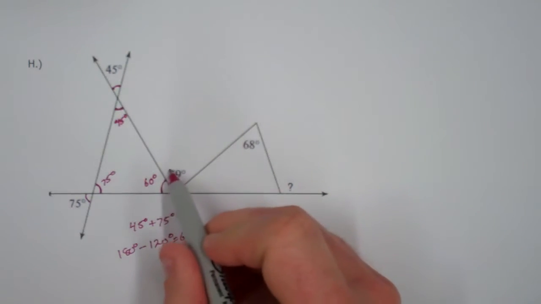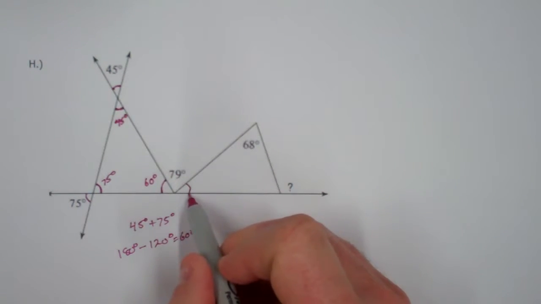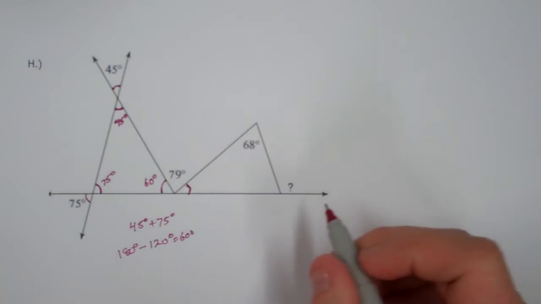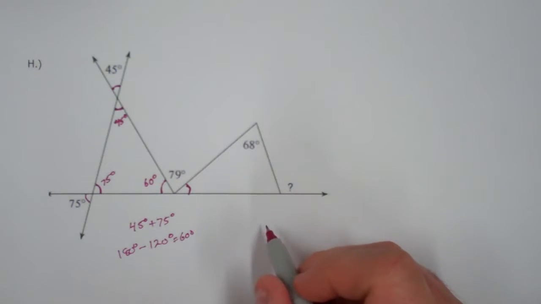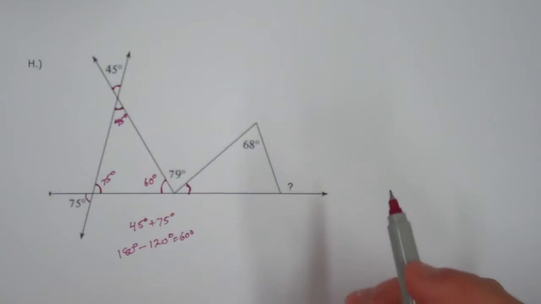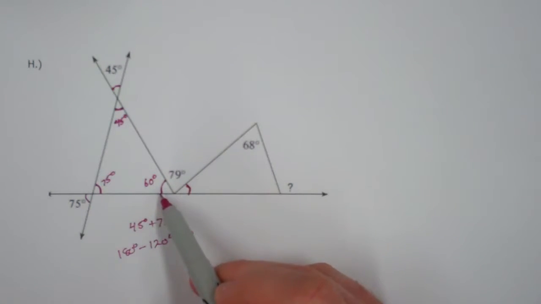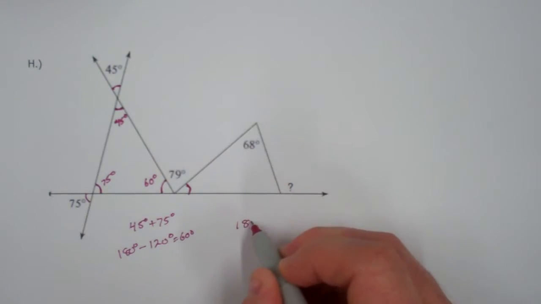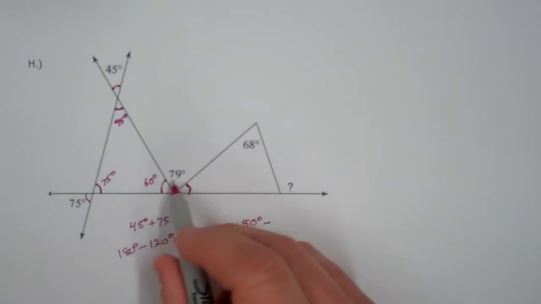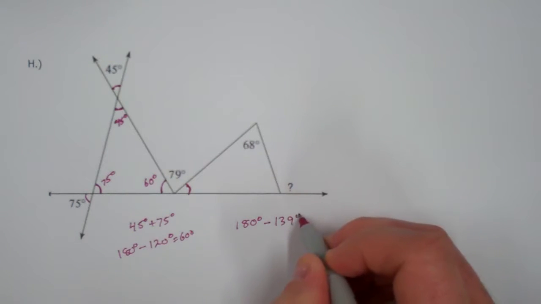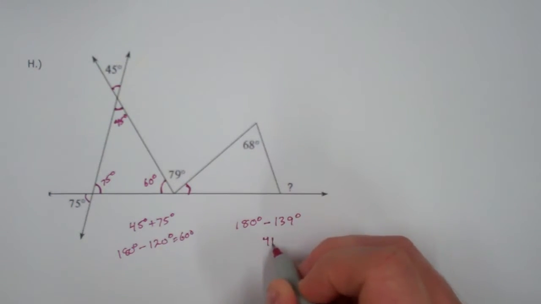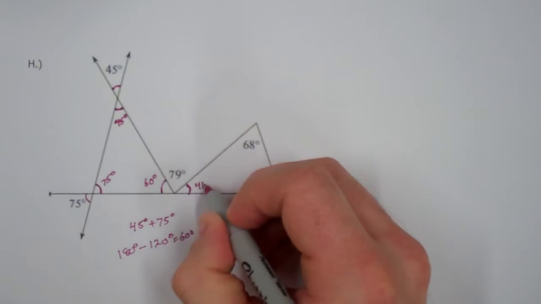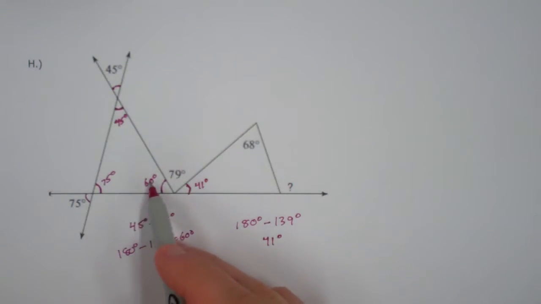Now we know that 60, 79, and this angle here, those together are going to form a straight line, so they must be all supplementary. Now supplementary is usually only used for two angles, but we could say this, that these three angles would add up to 180. So we could take 180 and subtract 60 and 79, which is 139, and that would be 41 degrees. So the measure of this angle must be 41. If we add all these up, we get 180.